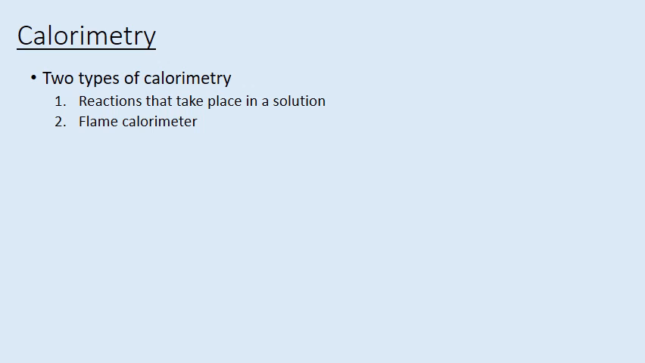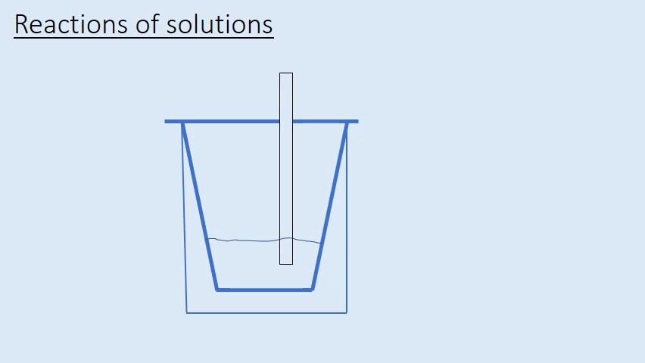We can either use the reaction that's taking place in solution. So if your reactants are solutions or liquids, then you can use this type of calorimetry, for reactions taking place in solution. The second type is using a flame calorimeter. So we're going to look at the 2 different types.